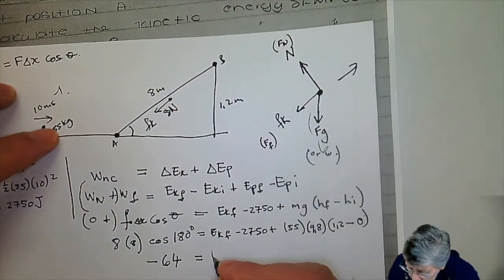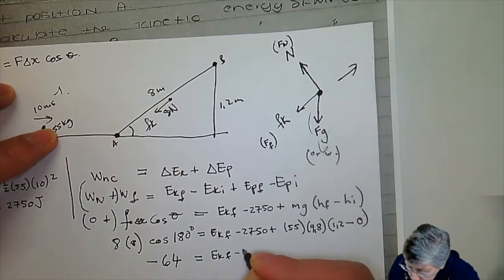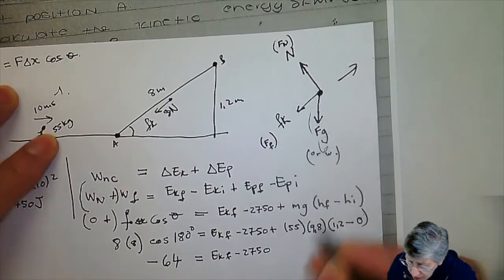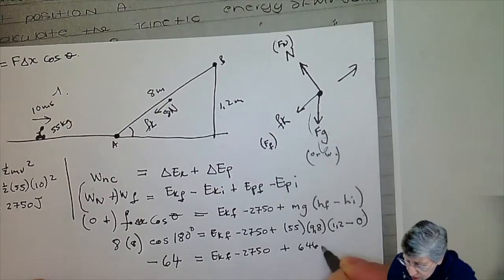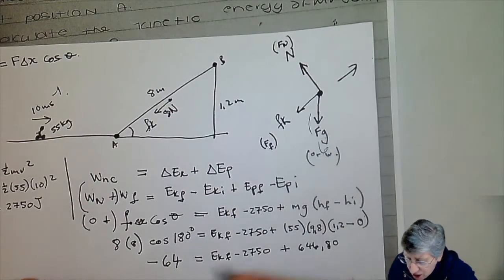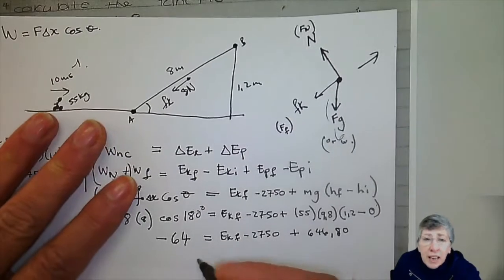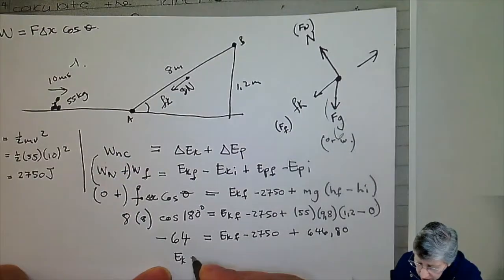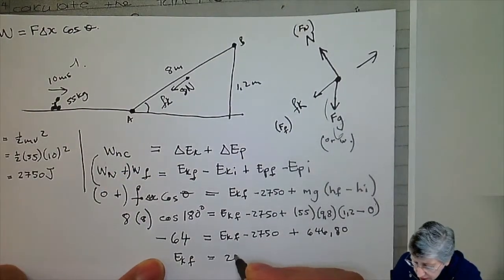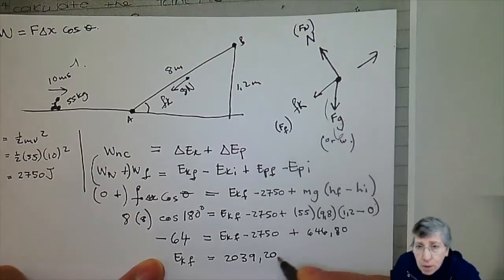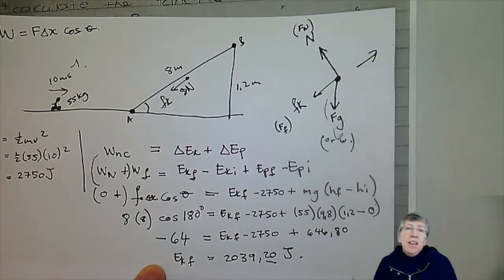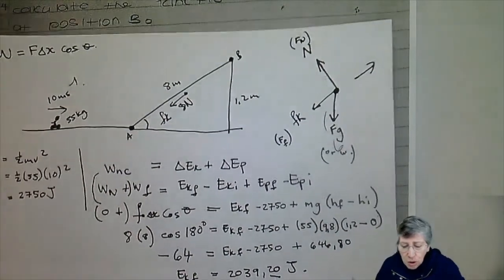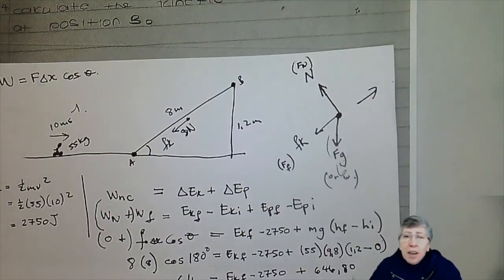So this is just EK final minus 2750, and then you can work that out. It gives you 646,80. And now we just have to solve for the kinetic energy. So the kinetic final works out something like 2039,20. Remember to have 2 places after the comma. Okay, guys, so that was the first question sent in by Chapang.